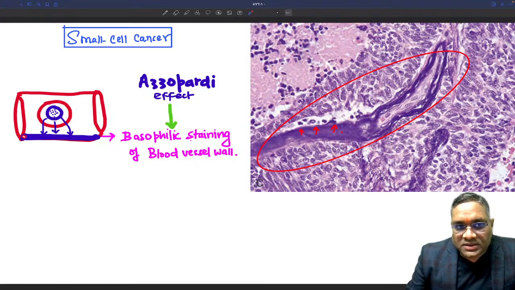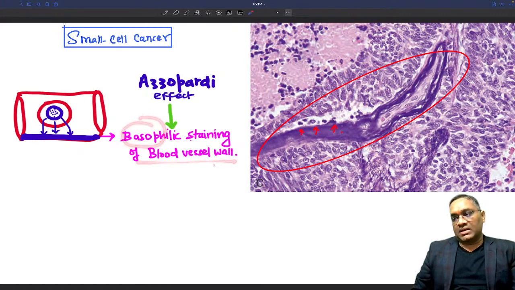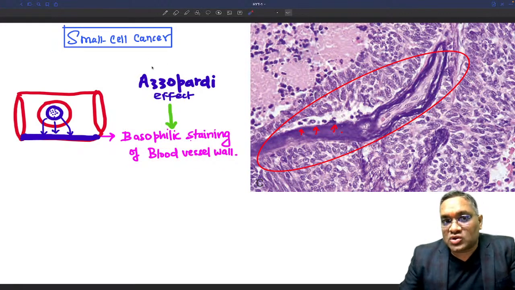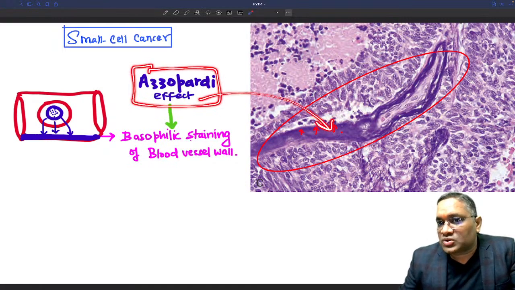So this chromatin is going to deposit on the vessel wall, and when it gets deposited onto the vessel wall, what will happen? It will become blue in appearance. So this is called basophilic staining of the blood vessel wall, right? Basophilic staining because of the blue color is known as the Azzopardi effect. So what I am showing you here is the Azzopardi effect.